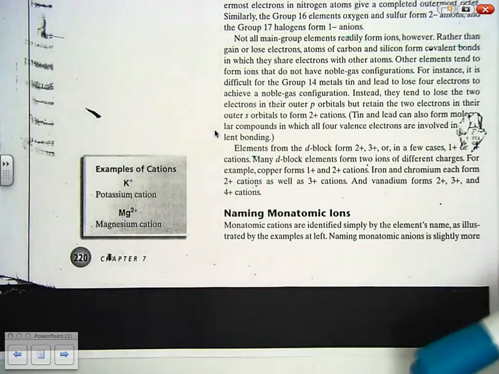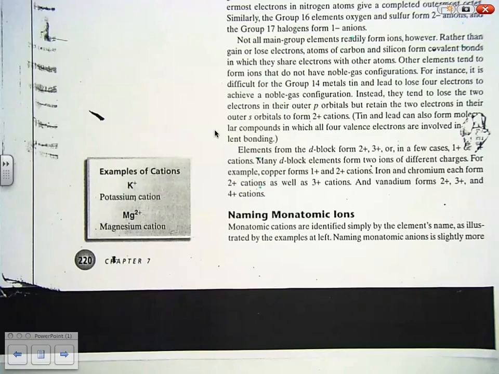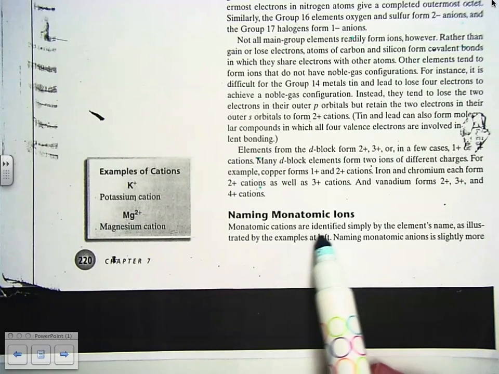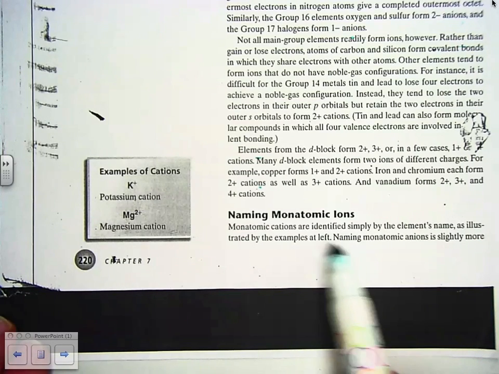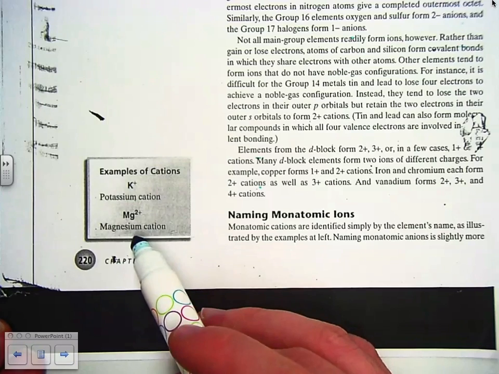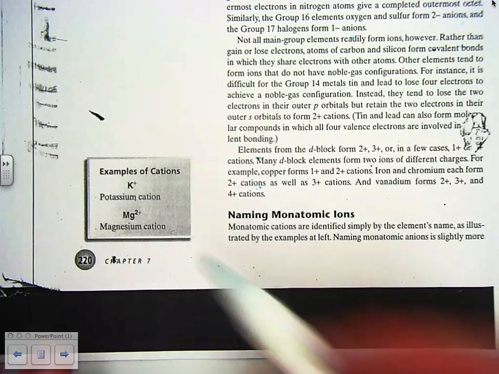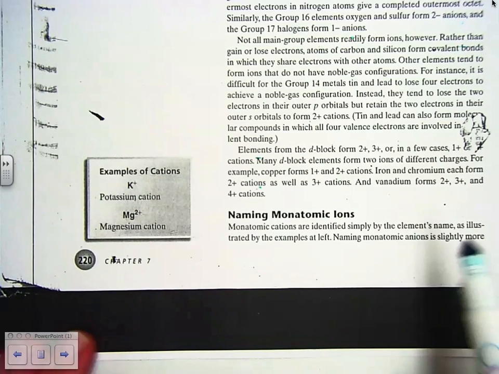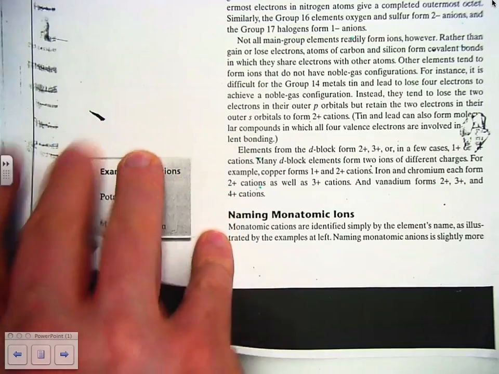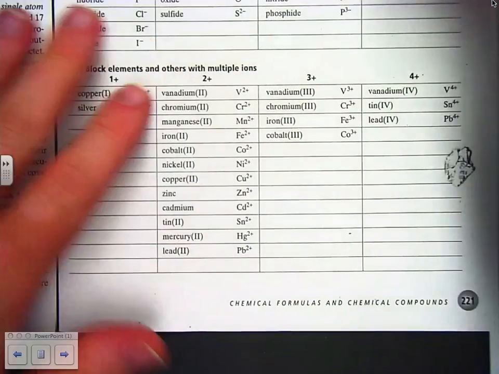Please continue on. Naming monoatomic ions. Monoatomic cations are identified simply by the element's name, as illustrated by the example at left. Here's potassium ion, magnesium cation. If it's a cation, if it's a plus, it's going to have the same name as the element. Naming monoatomic anions is slightly more complicated.